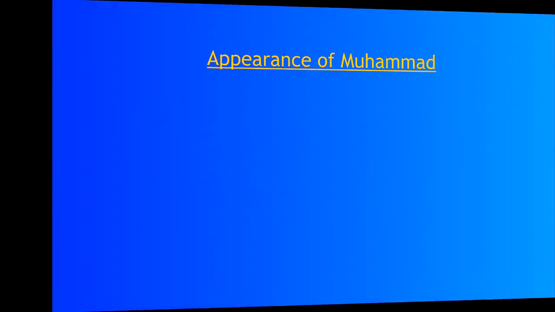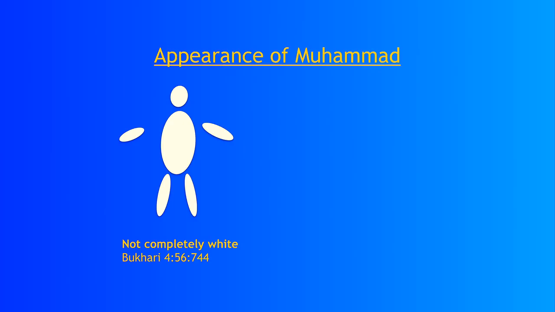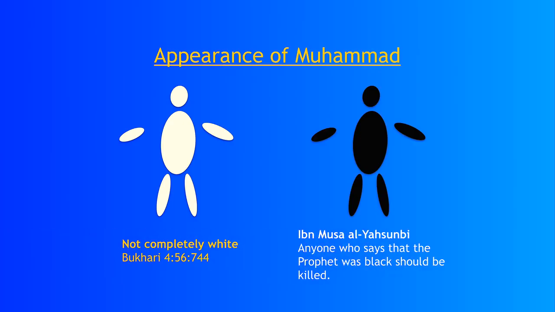What is particularly troubling is when you continue on with that, take a look and see what Ibn Musa al-Yasunbi says. Anyone who says that the Prophet was black should be killed. Boom. So this to me is absolutely troubling. And what I'd like to say is that when we go through this, we can see that there's a real problem here, because it's obvious that there is a disposition against anything that's black. We've seen this now in the traditions. We've seen this now in Muhammad's own references there.